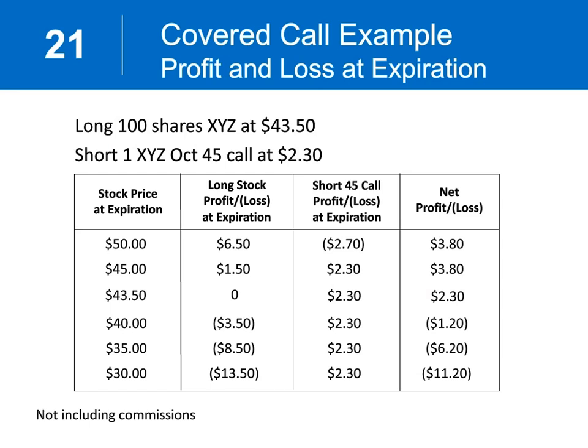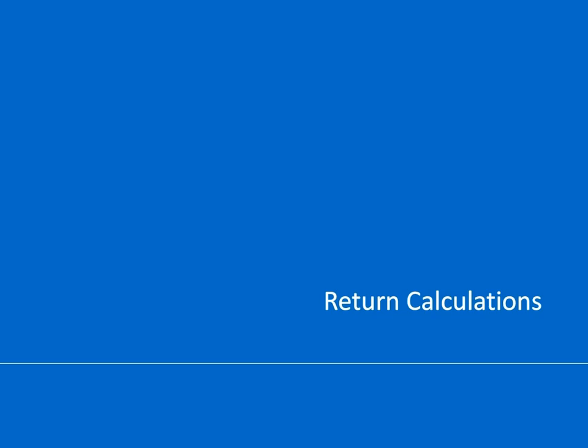If you chose higher stock prices, you'd see your stock profit gain and your short call loss also increase. They would cancel each other out, and all the way up at a stock price of 60, 70, 80, 100 would still yield a net profit of $3.80. That's your maximum. Now we're going to take this to the next level, and we're going to get to return calculations. Let me talk about this for a minute before we get into it.